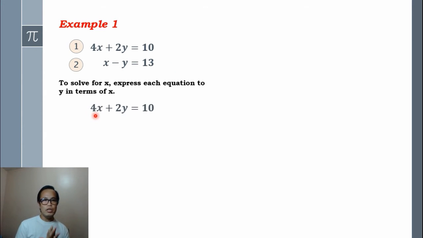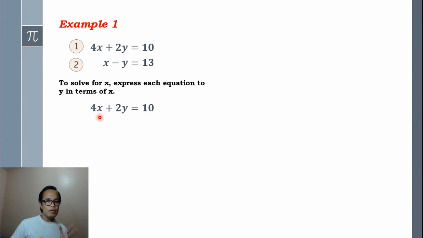Now we have to start with equation 1. Our equation 1 is 4x plus 2y equals 10. Since we need to solve for y in terms of x, we need to eliminate the 4x here so that only 2y shall remain at the left side of the equation. So how do we eliminate 4x here? Of course, we need to subtract 4x.